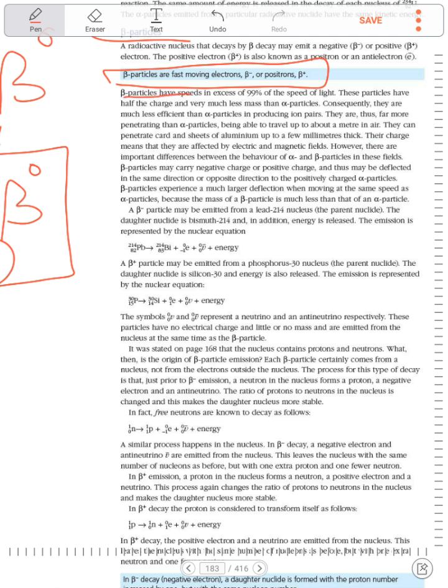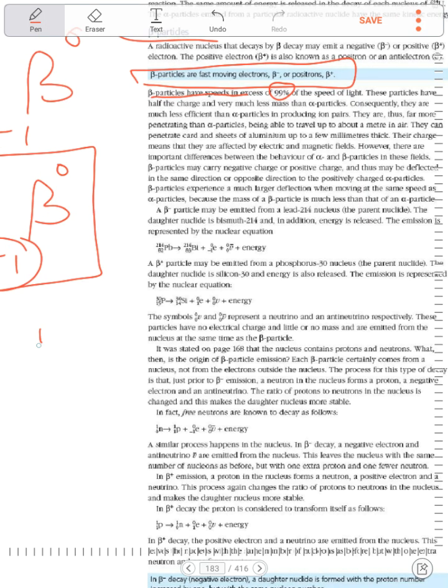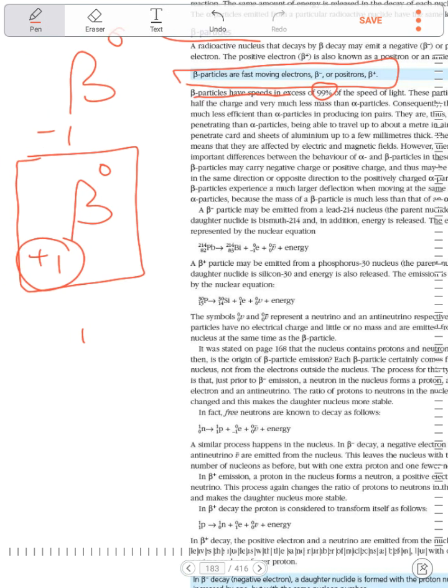Beta particles have a speed of about 99% of the speed of light. So it's a very high speed. For an alpha particle, the speed is about 1% of this value, which is the speed of light. And gamma rays have a speed of light, which is c.